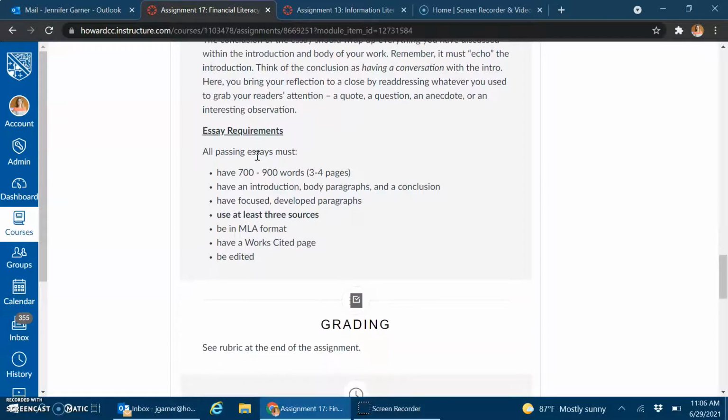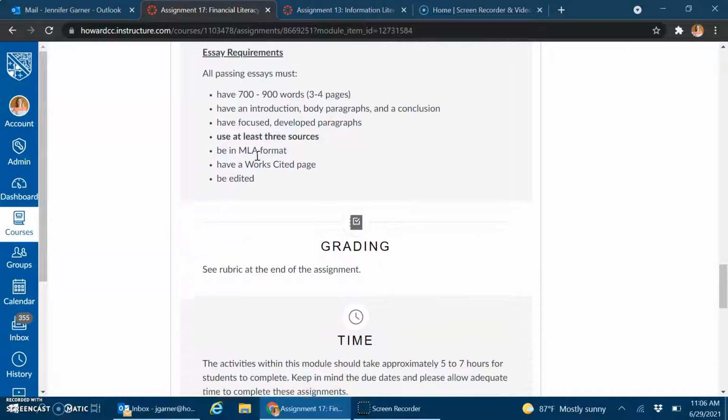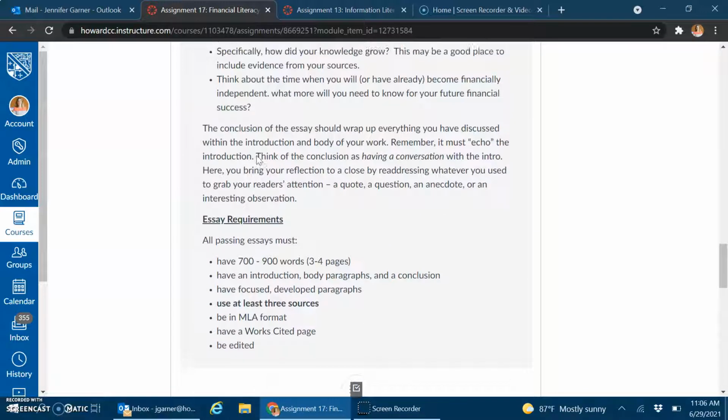All right, so it is about 3 or 4 pages, this essay, probably 3 pages for most of you. And I think that's it.